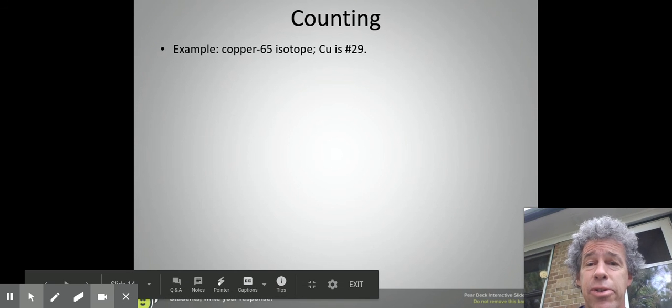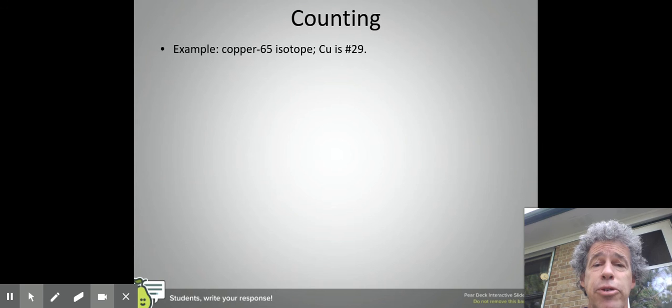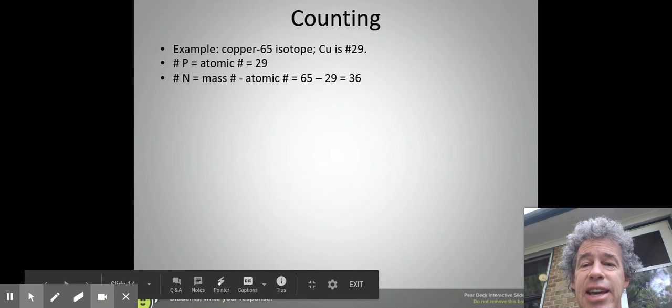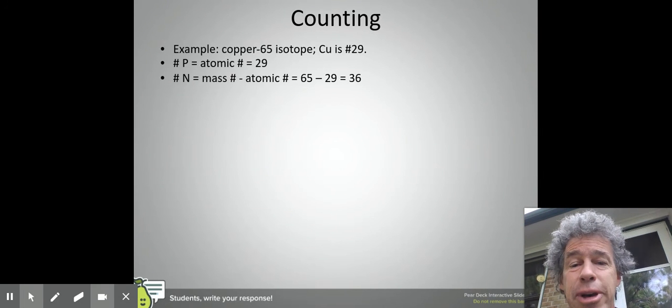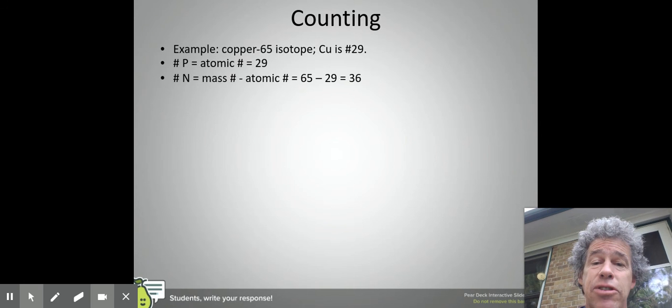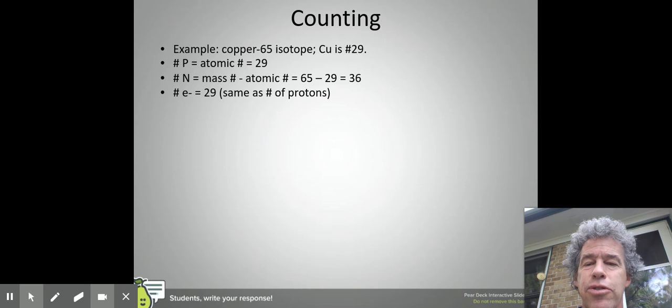To do the same thing we've been doing, if we wanted to count how many protons, neutrons, and electrons are in copper-65, which is an isotope of copper, copper is number 29. The number of protons is the atomic number, which is 29. The number of neutrons is the mass. In this case, rather than using the periodic table for the mass, we use the isotope's mass, which is 65, minus the 29, so 36. The electrons, since this is uncharged, would be the same as the protons, or 29.